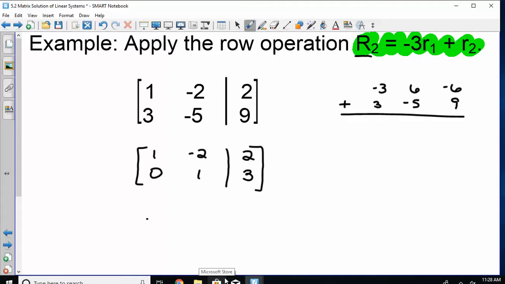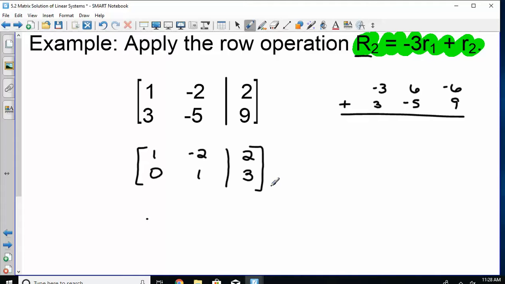You may not need to write that down, but you are going to have to be able to get those numbers. So if you want to do that in your head, that's fine. You know, you can just think -3 times 1 plus 3. -3 times -2 plus -5, and go through that way. That's fine with me.